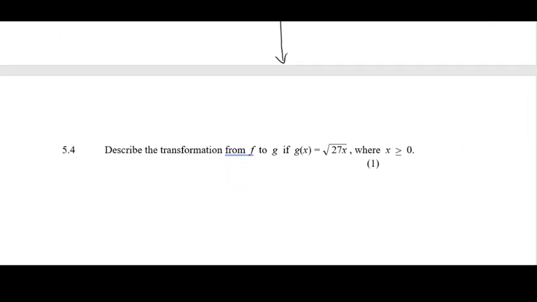Now, the last question is that I must describe the transformation from the graph of f. So it was f of x is equal to minus the square root of 27x. Now the new graph will be g of x equal to the square root of 27x.